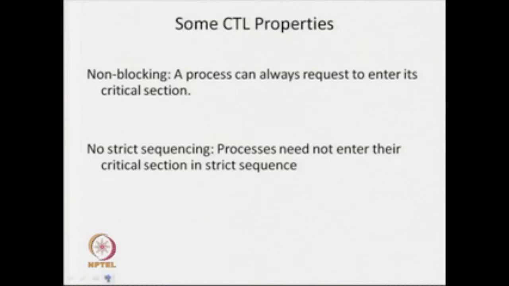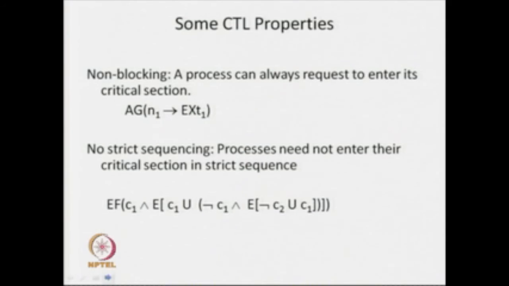Okay. Now, similarly, we have talked about non-blocking and we are talking about no strict sequencing. So, we should not block any process from entering into the critical section, and we should not put any strict sequence, that processes must enter the critical section in some predefined or strict sequence. So, we should not put such type of criteria. These two properties also we can represent with the help of CTL formulas.